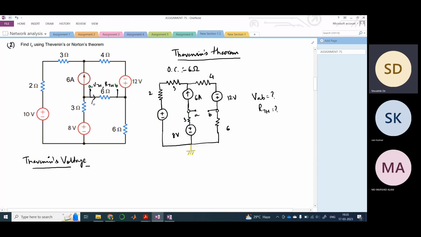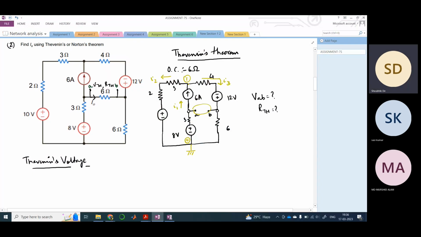Now, since this terminal is open, it won't be taken into consideration, right? So let's say we consider this node as our node one. Therefore, if this terminal is open, the current flowing from my reference node 0 to node 1 is 6 amperes, and it is getting divided into two parts. So let's say this is I1. Now this gets divided into two parts, so this is I2 and this is I3.